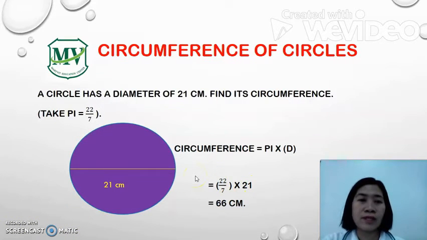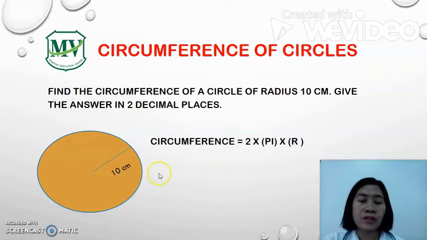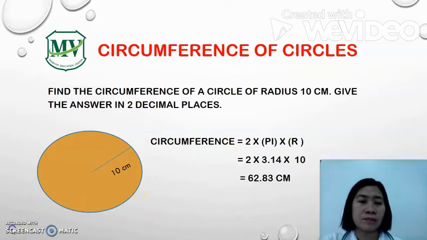Now let's move to the next problem. Find the circumference of a circle of radius 10 centimeters. Give the answer in 2 decimal places. We are going to use the formula circumference equals 2 times pi times radius. So that would be 2 times 3.14 times 10 equals 62.83 centimeters. So the circumference of the circle is 62.83 centimeters.